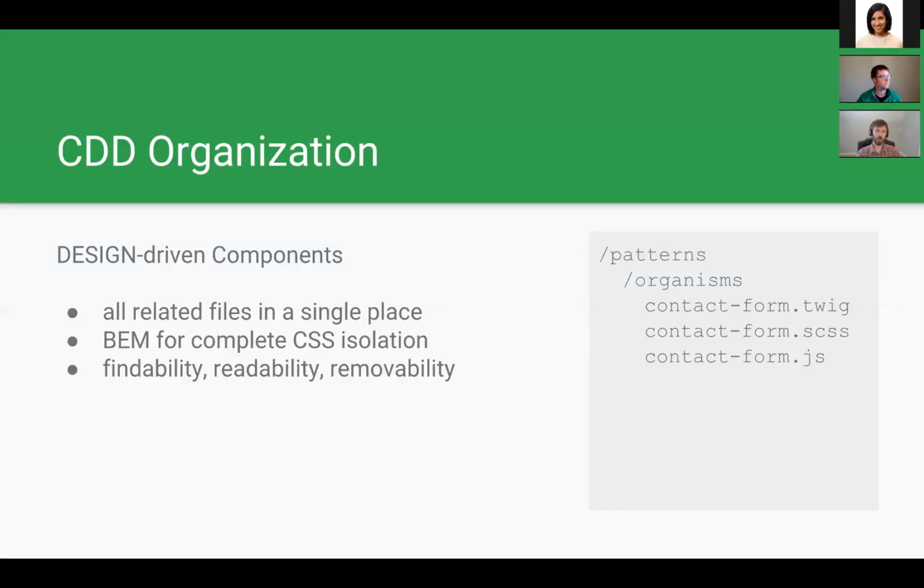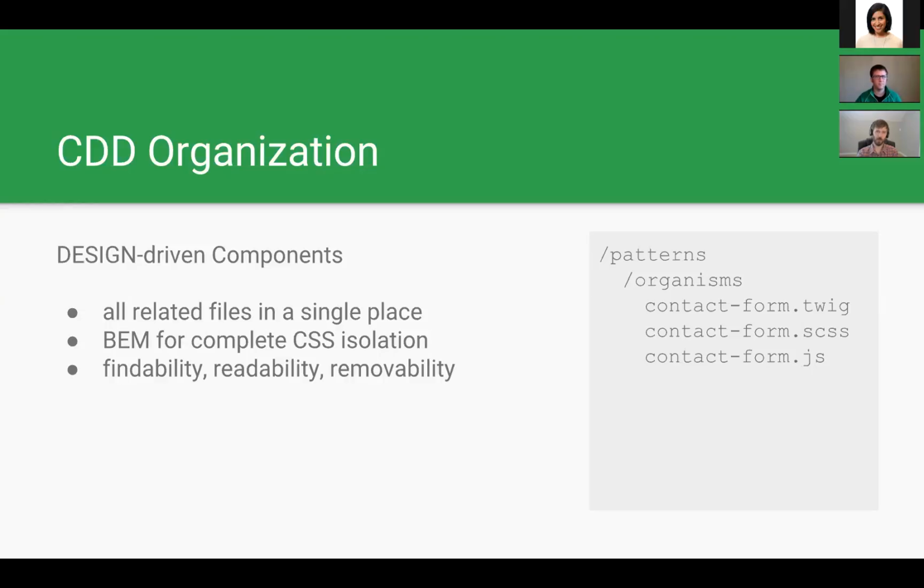So in component-driven design organization, we have these design-driven components, and just to reiterate something that we said earlier, the idea is to keep all of these files in one place. And I actually just noticed a typo here. What this is supposed to say is patterns, organisms, and then there's a directory for the contact form. And so you have your contact form organism, and in that contact form, which is the point of this slide, you have not only your markup and your Twig file, but you have all of your CSS, or in this case Sass, and also your JavaScript. So if there's JavaScript needed for that component, those are all there in one location. So all related files are in a single place.